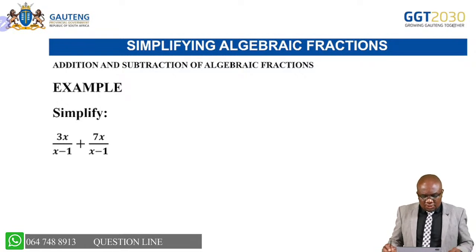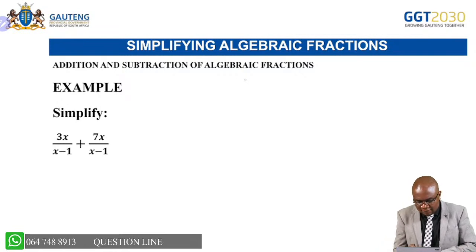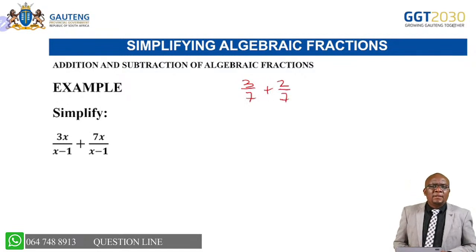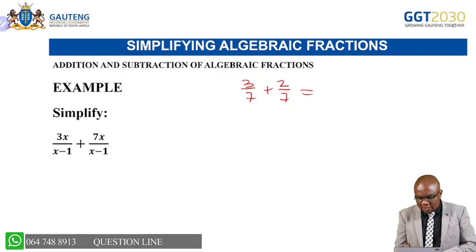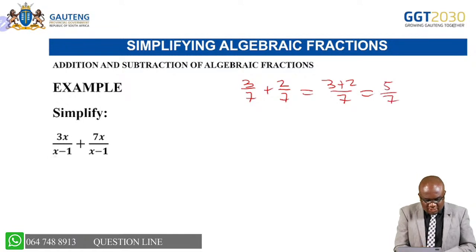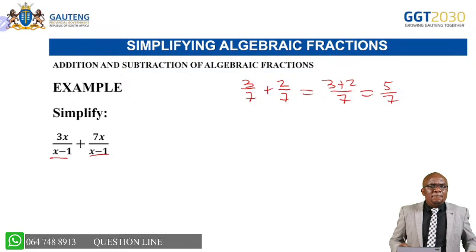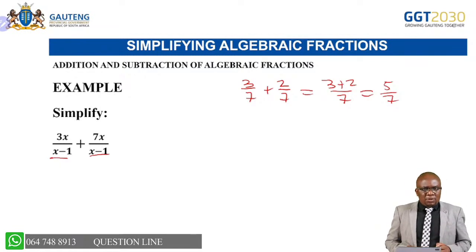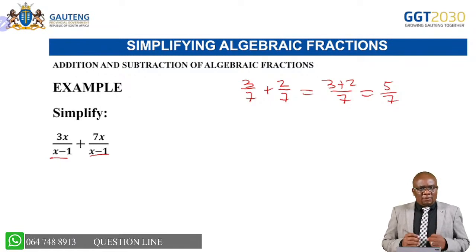Do you see that? So remember what we said. Let's say we are adding 3 over 7 plus 2 over 7. If the denominators are the same, you just say 3 plus 2 over 7. You see that? Okay, it becomes 5 over 7. So now here the denominators are the same. So it's going to be 3x plus 7x over x minus 1. Do you see that? It's just the same thing, grade 10s. The way we deal with the numerical fractions is the same way we deal with our algebraic fractions. Please don't think it's complicated.